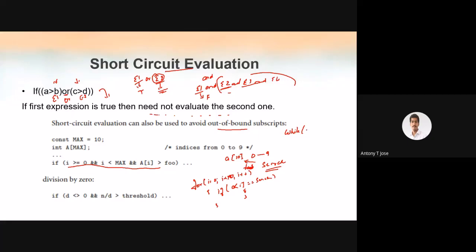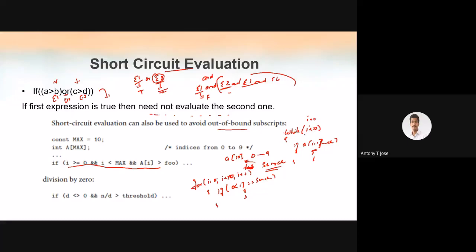Okay, I will be writing while I less than 10. Initially, the value of I will be equal to 0, while I less than 10. And inside this loop, I will be writing: if A of I equal to such, the condition will be written inside.